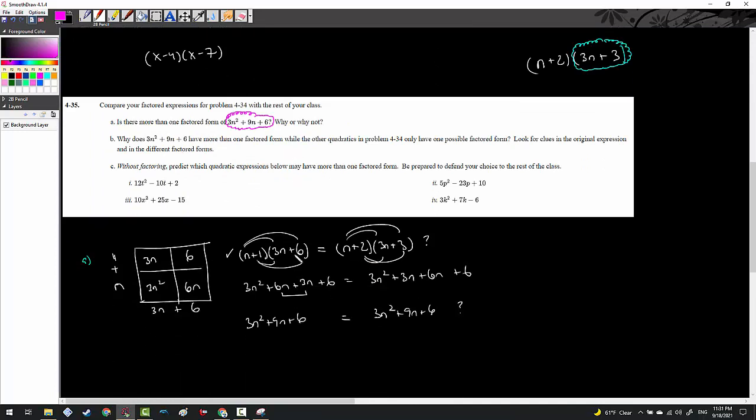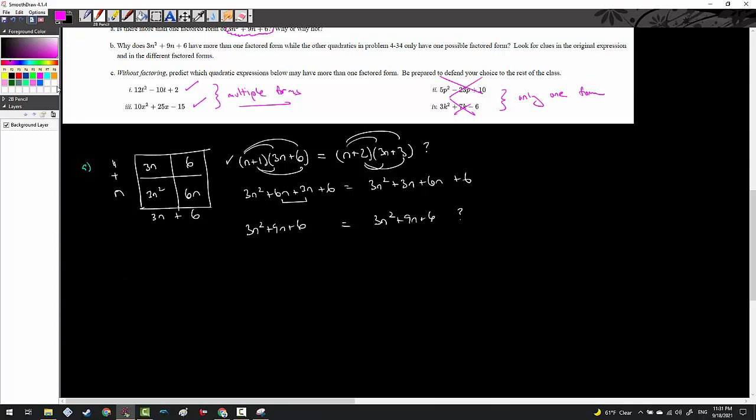And then in part C, it says, without factoring, predict which quadratic expressions have more than one factored form. Now, after having a discussion with your team members, what you're supposed to conclude is that this one will have more than one factored form, and so will this one. This guy here will not, and this guy here will not. These guys have only one form. But these two, they have multiple forms. So let's talk about what they have in common.